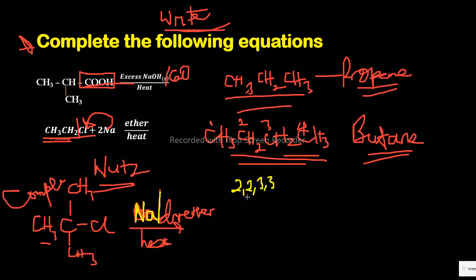The numbers are separated by commas and then a hyphen. Tetramethylbutane. Tetra, methyl. Methyl what? Butane. It is one word. Okay. So that's Dennis. Who else?